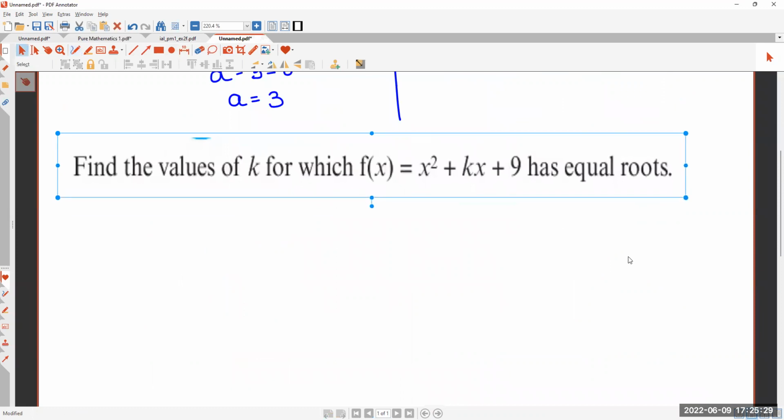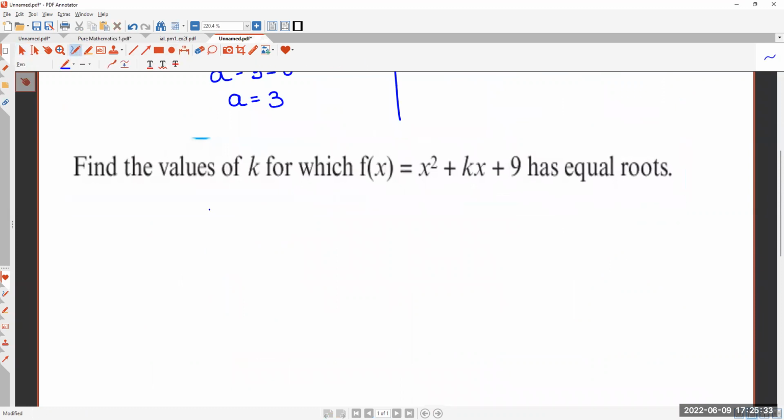So what did they say? It has equal roots. So that means if it has equal roots, what does it mean? b square minus 4ac equals to 0. What is a over here? 1. What is b over here? k. And what is c over here? 9. I hope, Shadev, you're understanding.